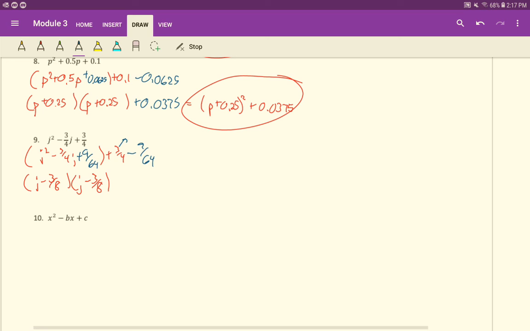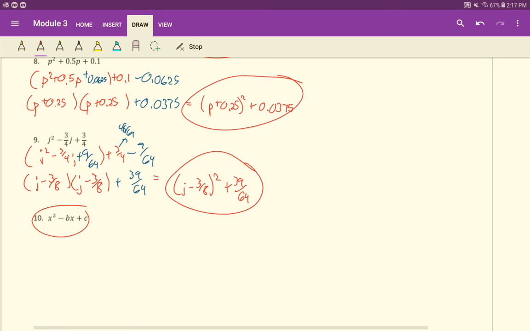All right, 3/4, we can convert it to 64ths by multiplying by 16. So this will be 48/64 minus 9/64 will give us 39/64. Okay, so this will equal then j minus 3/8 squared plus 39/64.